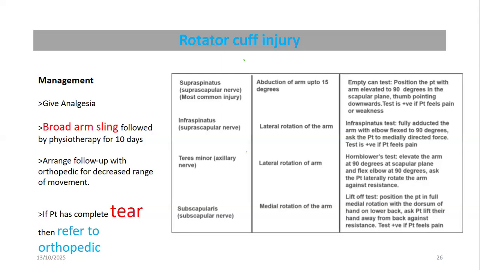Rotator cuff injuries are very important in MRCP and also in MRCS. So you know about the muscle names: supraspinatus, infraspinatus, teres minor, and subscapularis. Supraspinatus is the first muscle, supplied by the suprascapular nerve. It is the most common muscle that can be injured. Function is to abduct the arm up to 15 degrees.